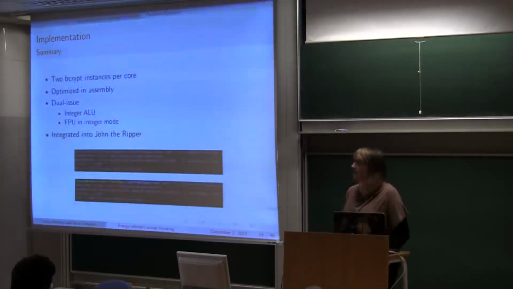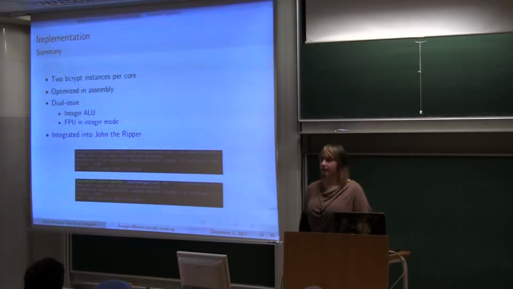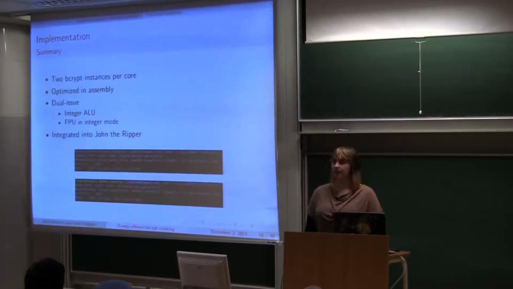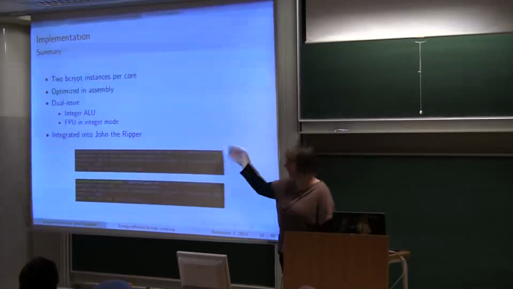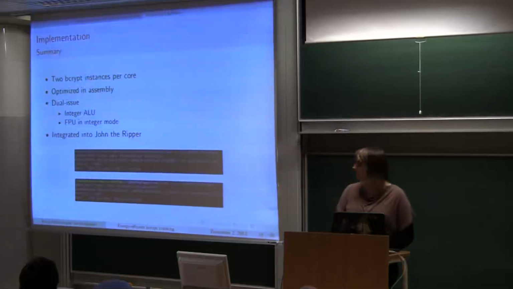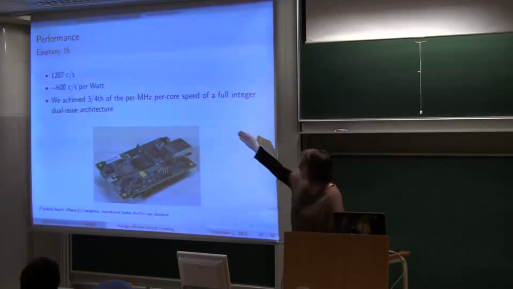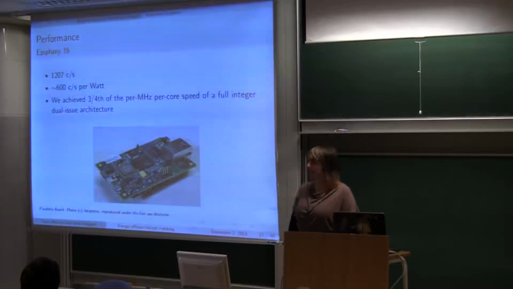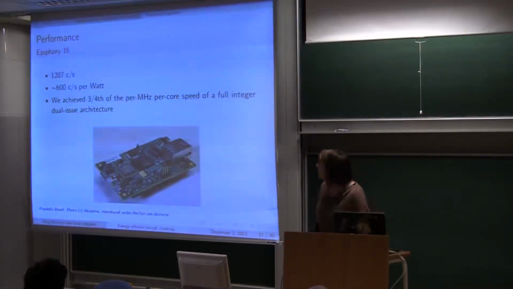So in total, we have 2 bcrypt instances per core. We optimized it in assembly, used the dual issue architecture, and integrated it in John the Ripper. So this is how it looks. This is for Epiphany with 16 cores and for Epiphany with 64 cores. This is the efficiency of the architecture. It's 600 cracks per second per watt, because Epiphany TDP is 2 watts.